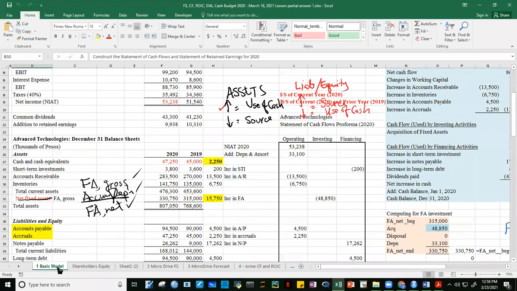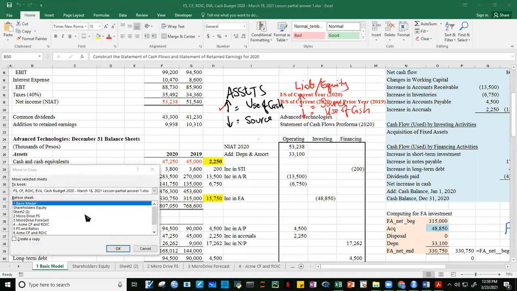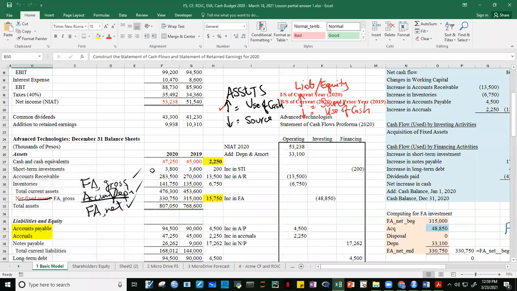How do you create a copy of this? Right-click po. Right-click, then Move or copy, and then check po ng create a copy. Pwede yan, ano? That's good. That's one way. But is there a shorter way? There is a shorter way, guys. You do it this way.